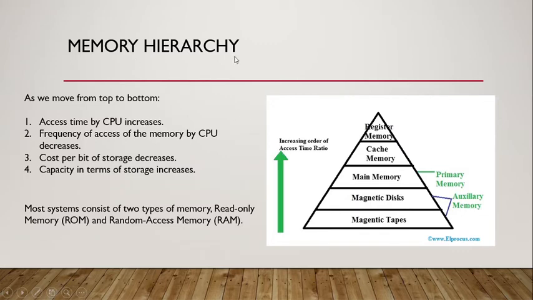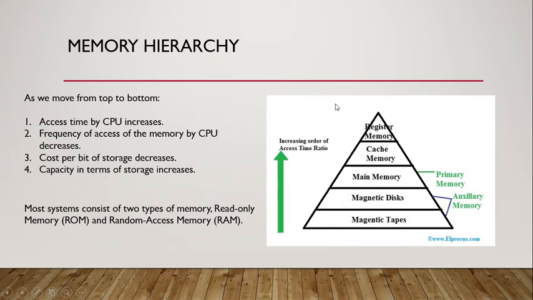So there is a memory hierarchy in a system. As you can see, it's usually given like a triangle shape. Most commonly the system is going to access the internal memory. If it wants to access the external memory, the access time by the CPU will be increased. So that is why it is written here.